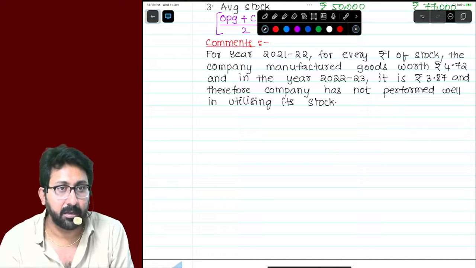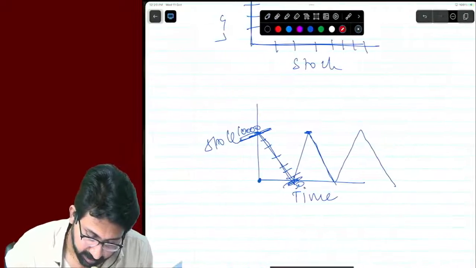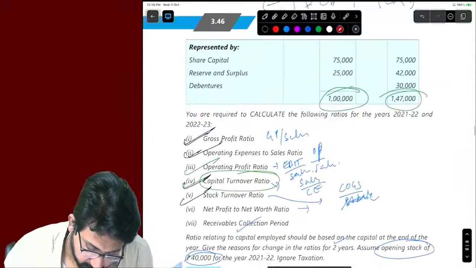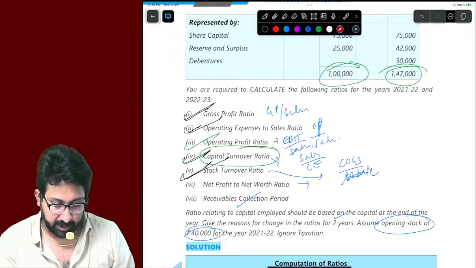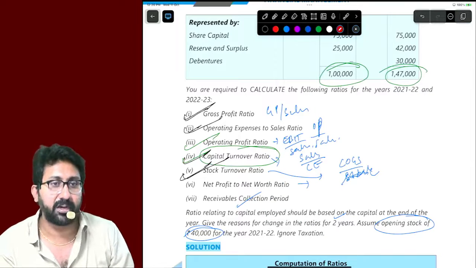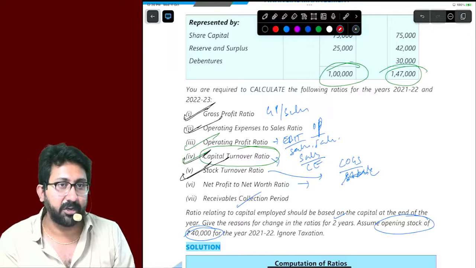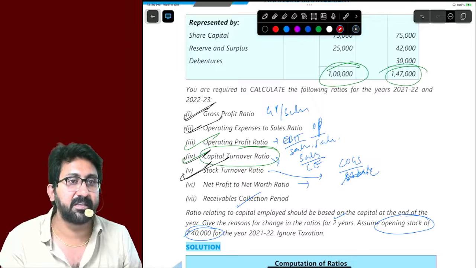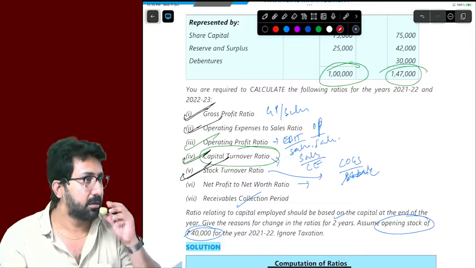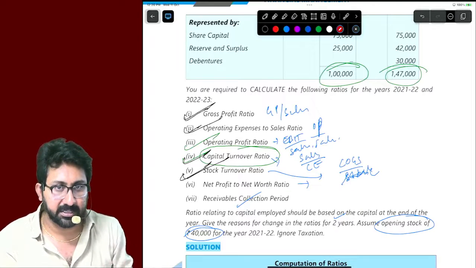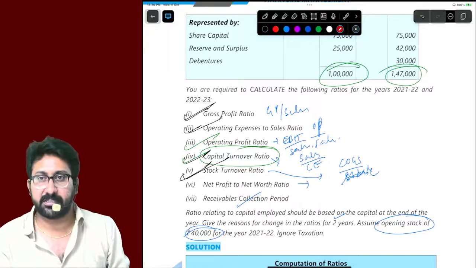Everyone completed writing? So how many ratios have we calculated here totally up to here? 5 ratios we have calculated. Okay. Next, keep the heading net profit to net worth ratio. Can you please tell me what is net worth? Equity. Equity means share capital plus reserves and surplus. Net worth you can understand in two ways.